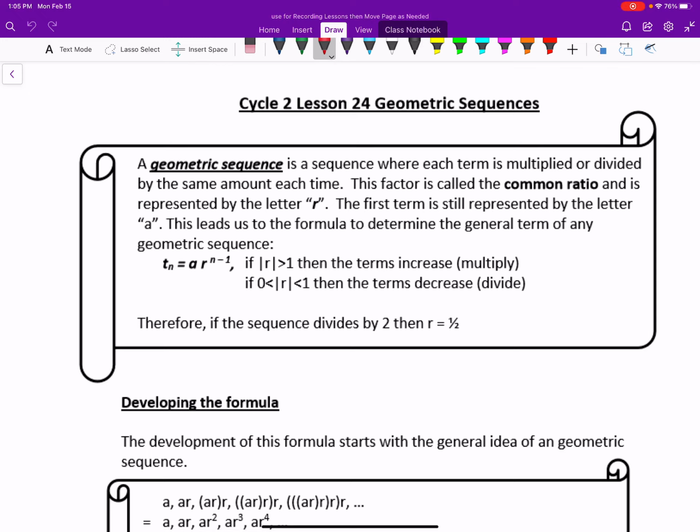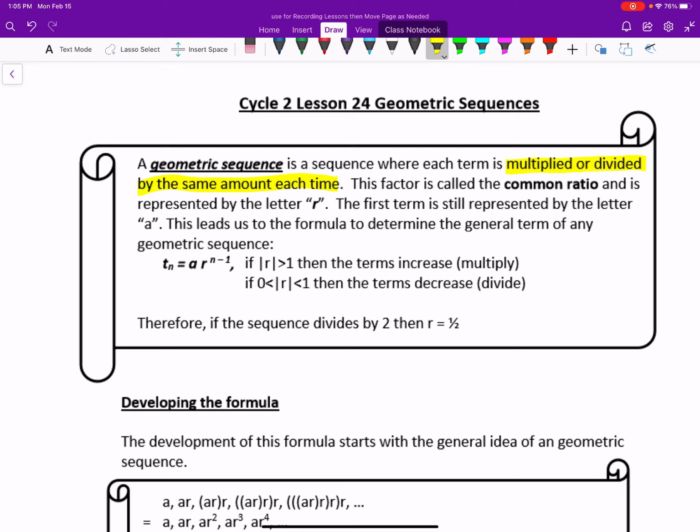In this lesson, we're going to look at geometric sequences. Previously, we looked at arithmetic sequences where there was a common difference. In other words, the sequence went up by the same amount each time. In a geometric sequence, instead of having a common difference, we have a common ratio. It's going to be multiplied. Each term is multiplied or divided by the same amount each time.